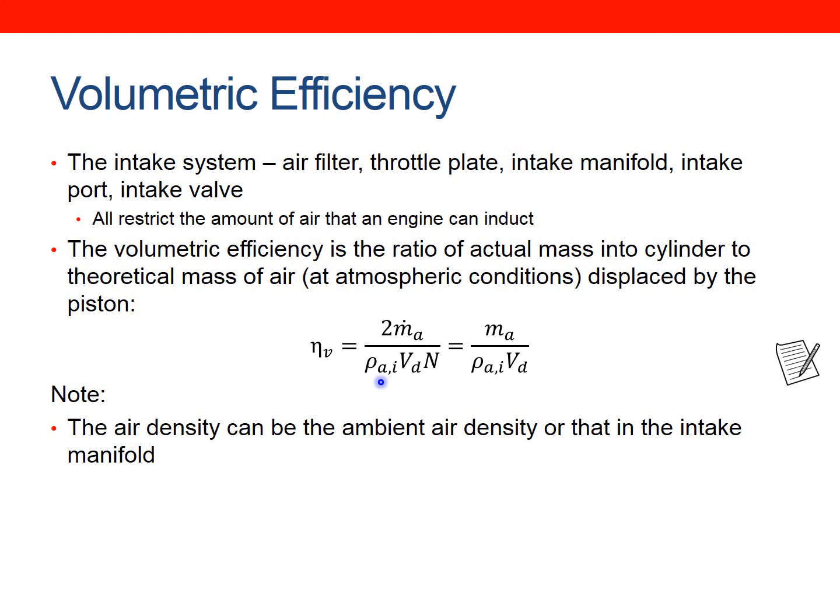So if you're talking about the air density in the manifold, then you're talking about the volumetric efficiency between the manifold and the engine. If you're talking about the atmospheric air density, then you're talking about the volumetric efficiency of the whole air intake system. And volumetric efficiencies tend to be pretty high in naturally aspirated engines, between 80 and 90%.